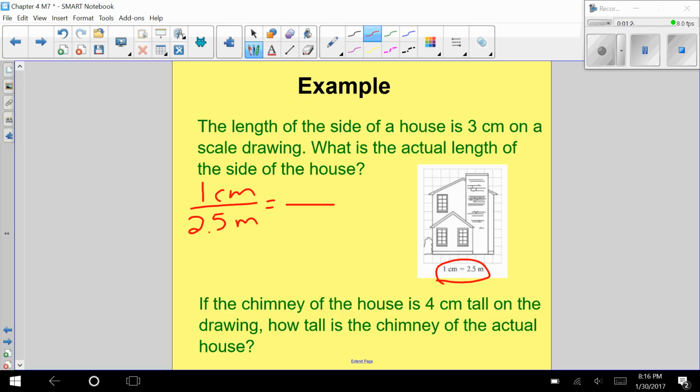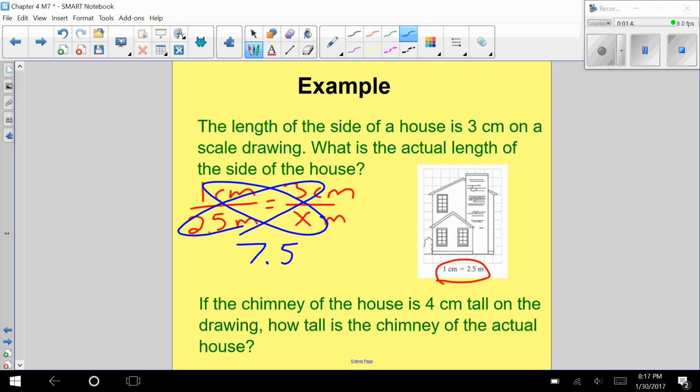That equals 3 centimeters on the drawing. Centimeters should line up with centimeters. That would equal x meters. Now the labels no longer matter. They're just important to help us line things up. We do our cross multiplication. 3 times 2.5, which is 7.5, and 1 times x, which is just x. So x equals 7.5 meters.